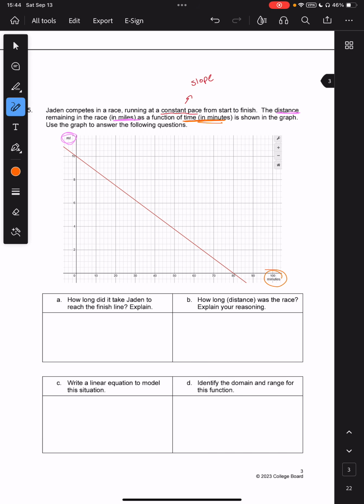In other words, what is the y-intercept? Since we're looking at time, when y is 0, okay, I meant to say what is the x-intercept, because our y is 0. So when our y is 0, what is our x-intercept? Well, it's over here at 80. And 80 what? Our units are minutes, so 80 minutes.